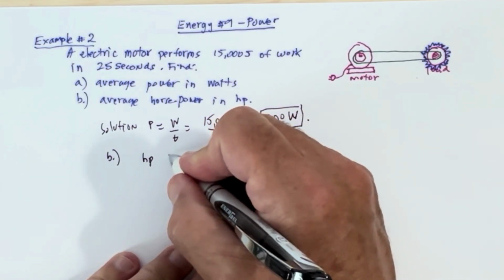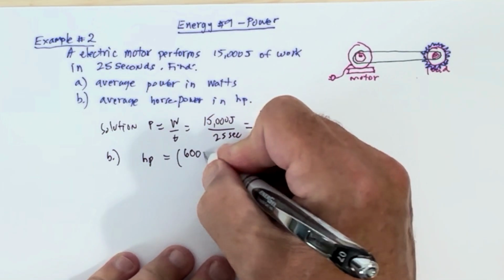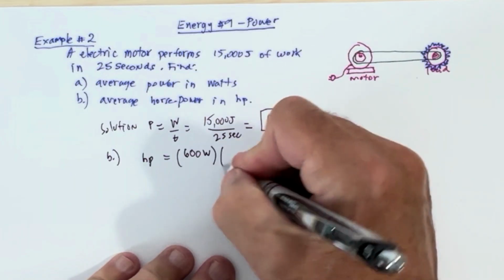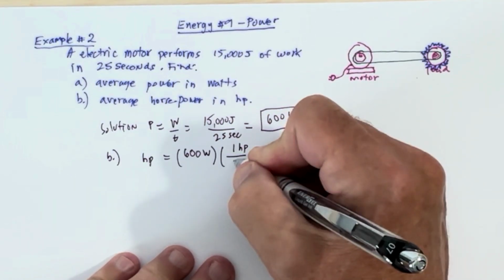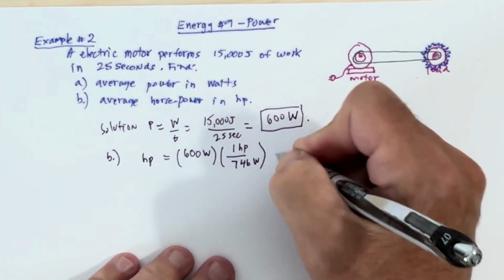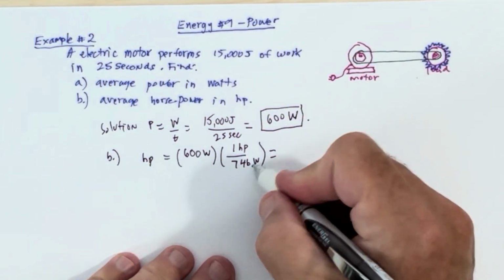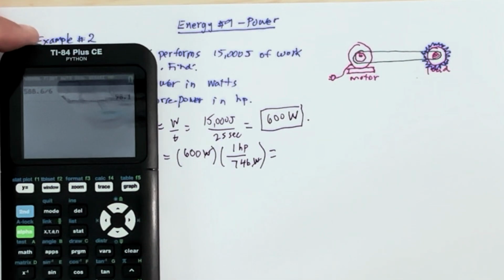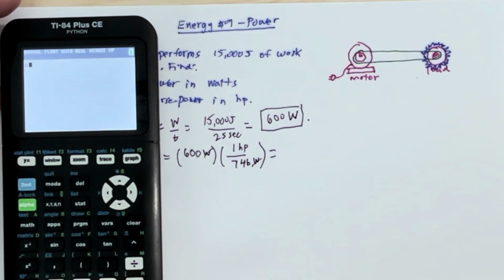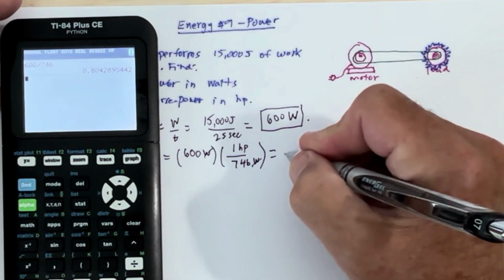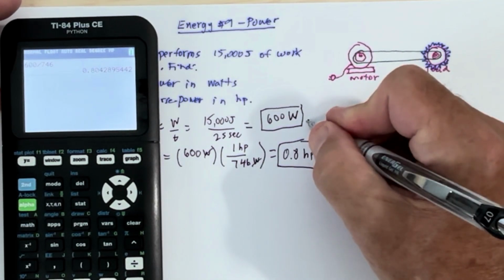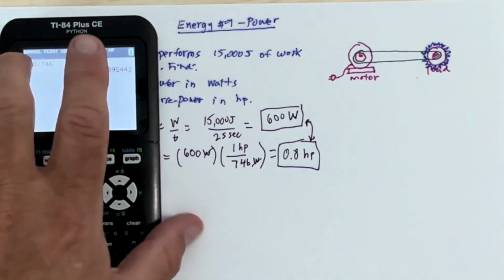So we start with 600 watts. We know that. That's going to be the power delivered to the load. Now, our conversion factor, we have 1 horsepower is 746 watts. So if we do this, then the watts cancel out. So now, getting our calculator, it's just going to be 600 divided by 746, enter. That's going to be equal to 0.8 horsepower. So there's converting watts to horsepower, depending on whichever one we need.